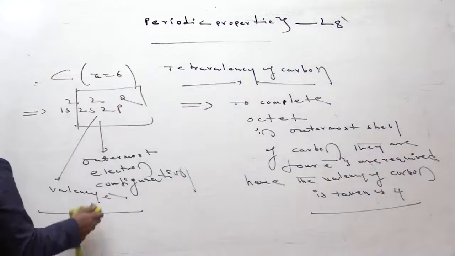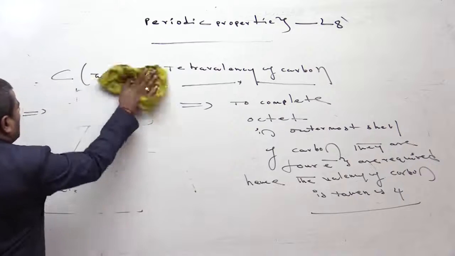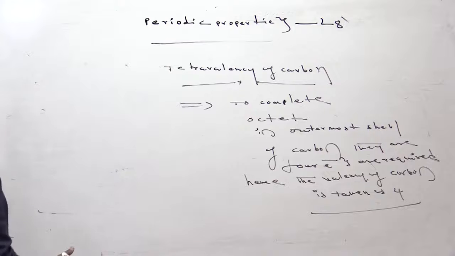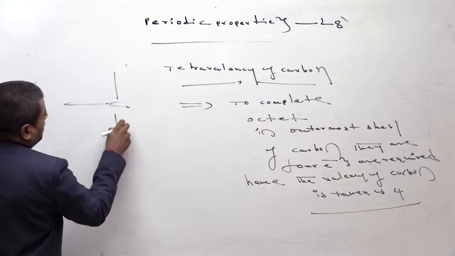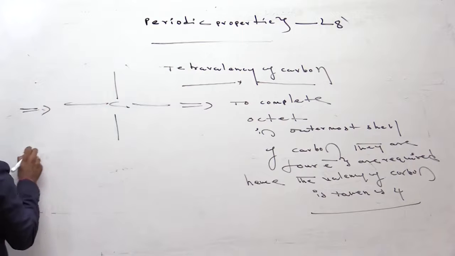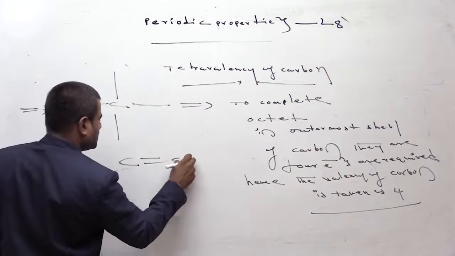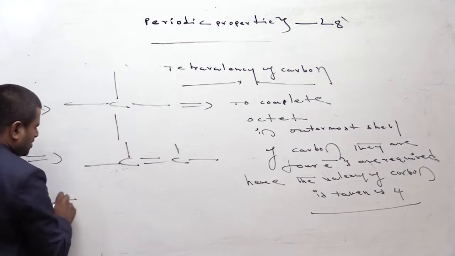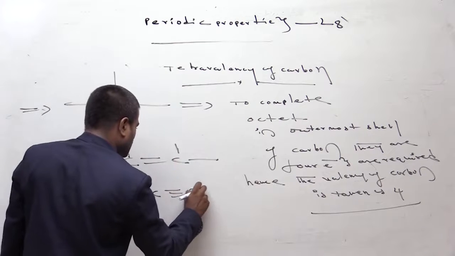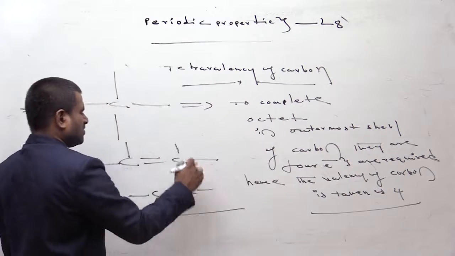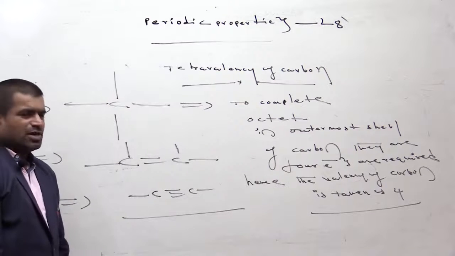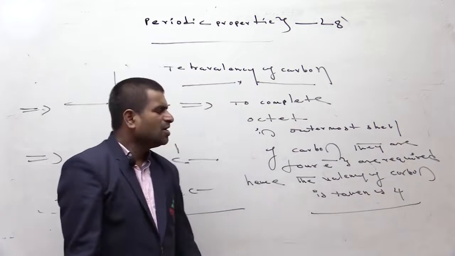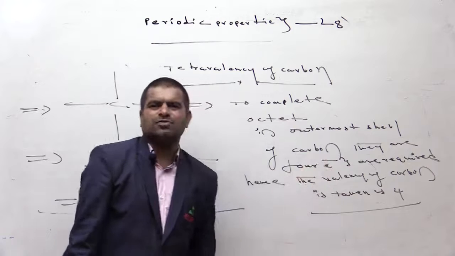That's why in organic compounds and hydrocarbons, carbon is always attached to 4 bonds, either single, double, or triple bond, like C double bond C. That is why carbon's valency is taken as tetravalency. The reason: to complete the octet in the outermost shell, 4 electrons are required, so the valency of carbon is taken as 4.